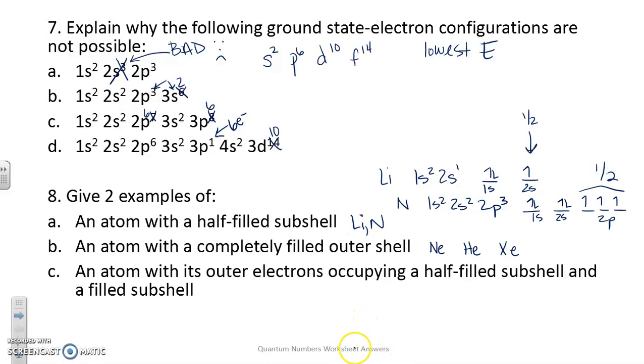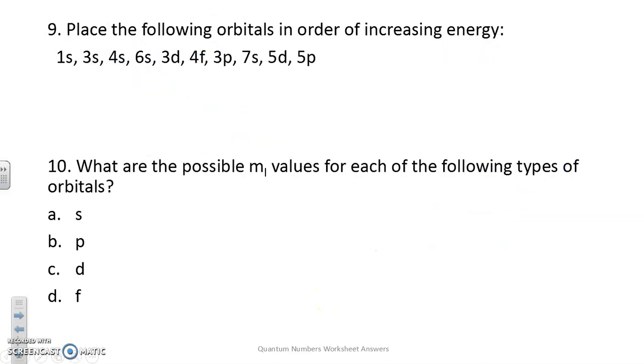All right. An atom with its outer electrons occupying a half-filled subshell and a filled subshell. On this one, look here. We already showed one. Outer electrons, 2 and 2, full subshell, half-filled subshell. So nitrogen would work. And if you wanted to take the easy way out, you could say, if nitrogen's that way, then so is everything else below it. So phosphorus would work, and so would arsenic, and so, yeah, you get the point.